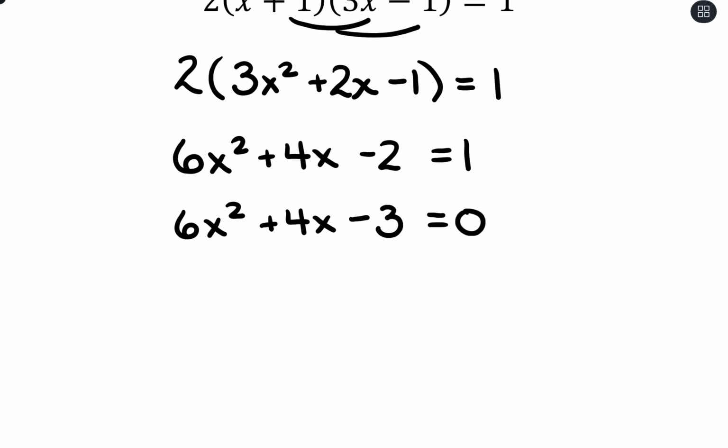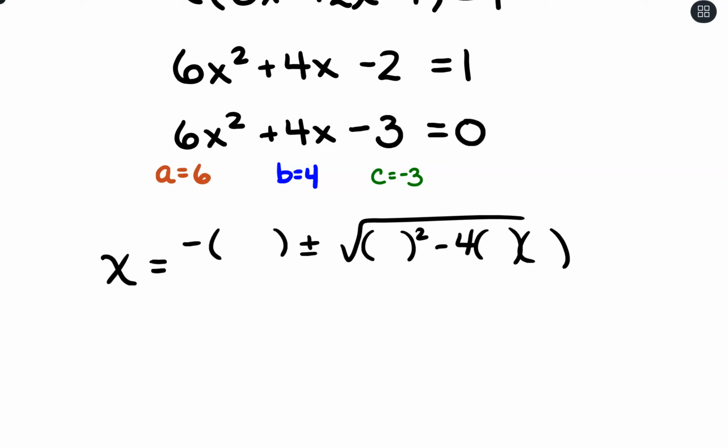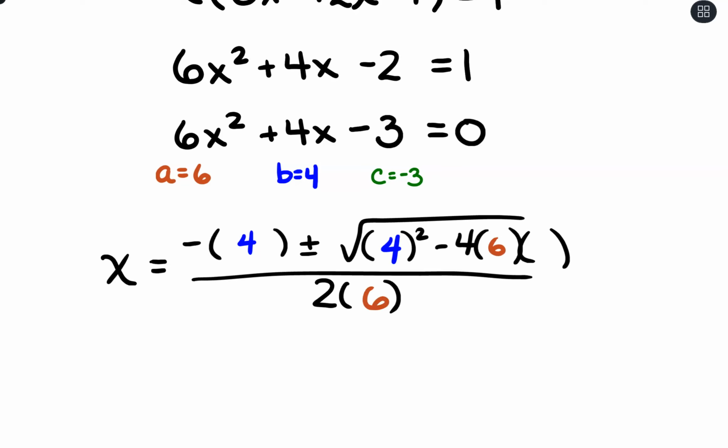And then we could try to factor it, or nope, no completing the square, no square root method. But let's go with our quadratic formula. So a is 6, b is 4, c is negative 3. So x is equal to negative b plus or minus root b squared minus 4ac all over 2a, and we'll plug in our values with a negative 3 right there.